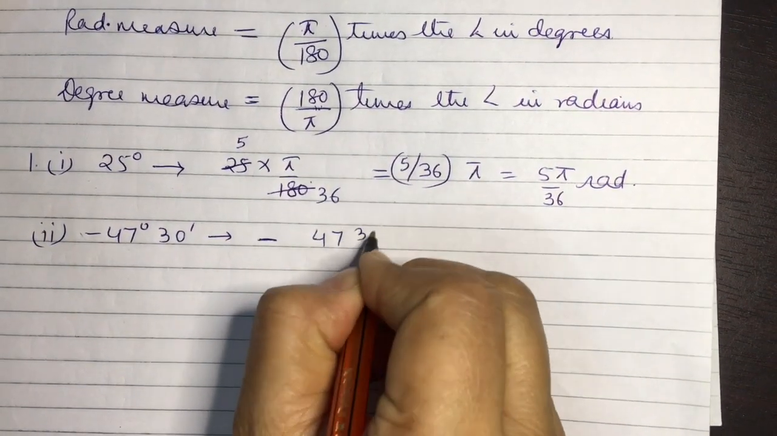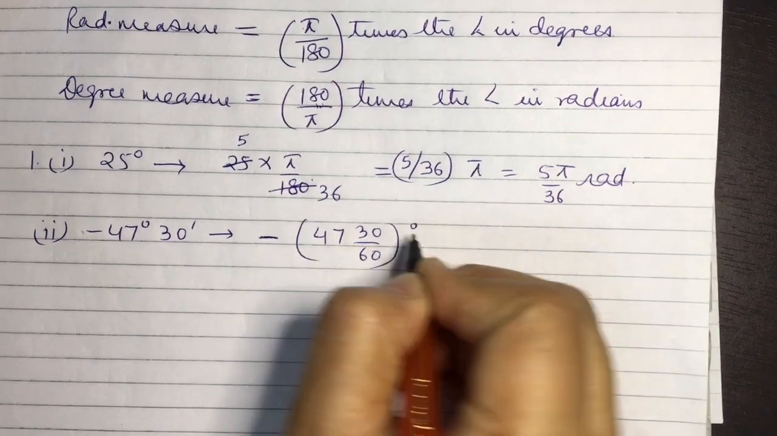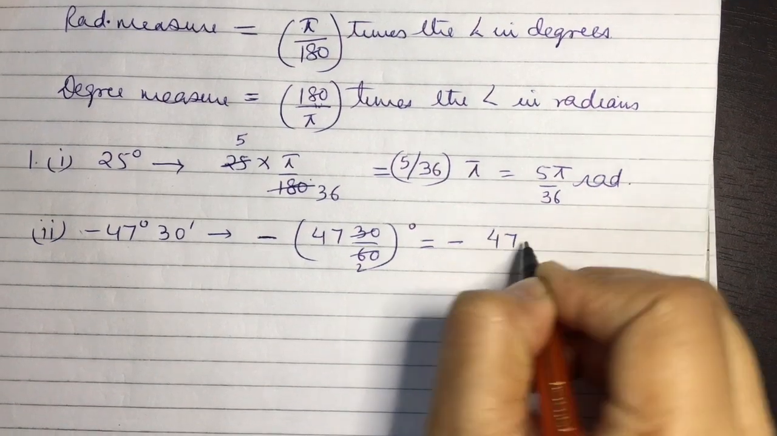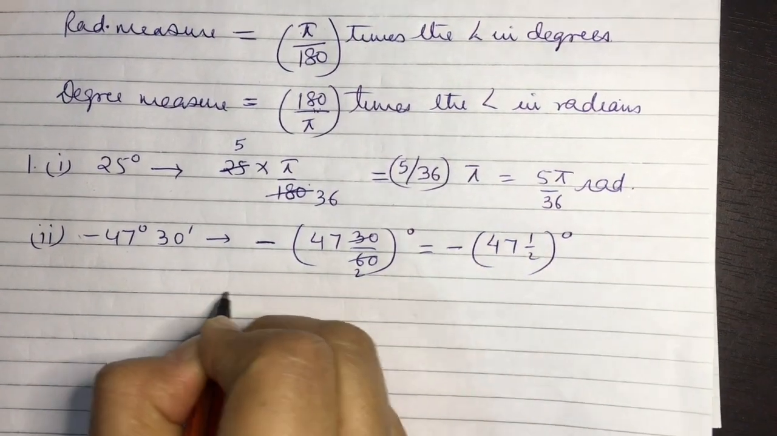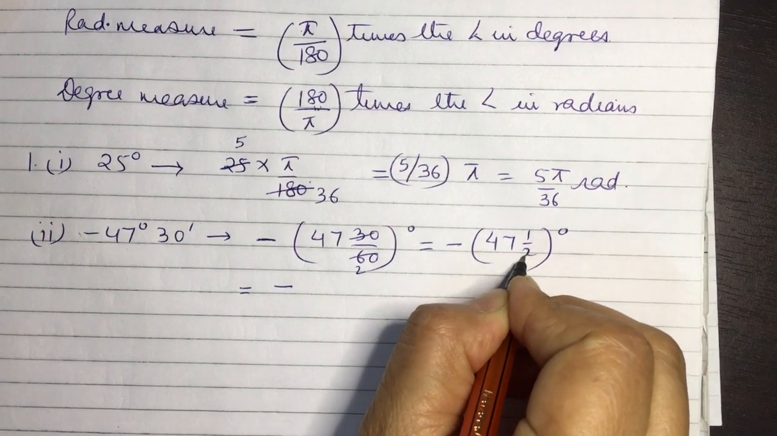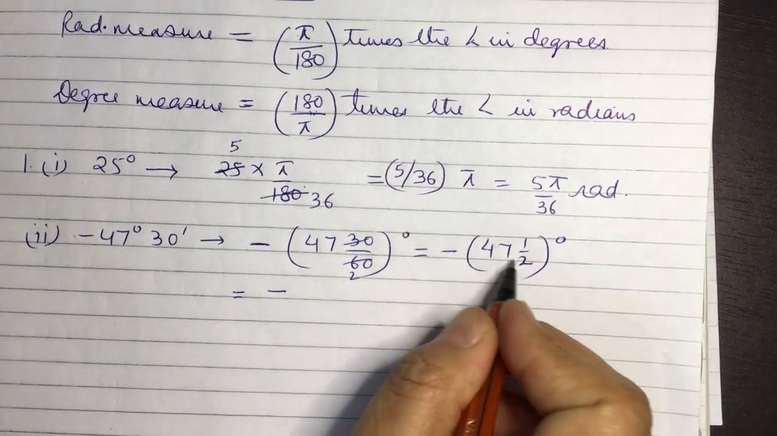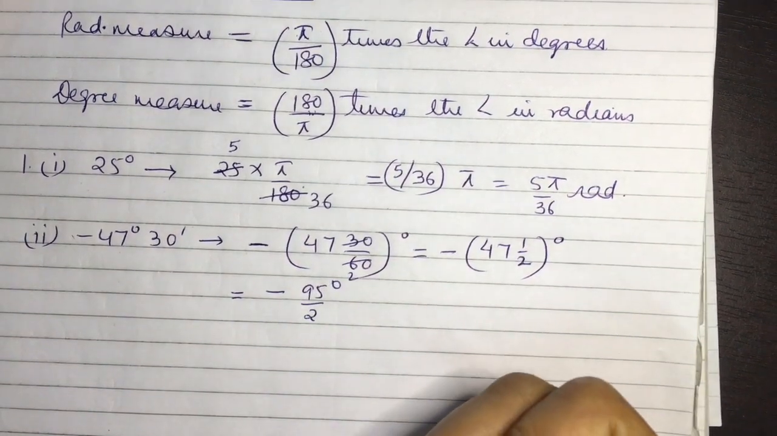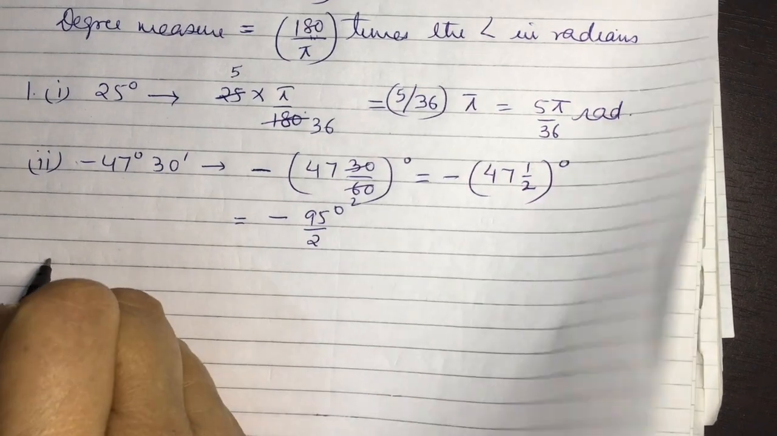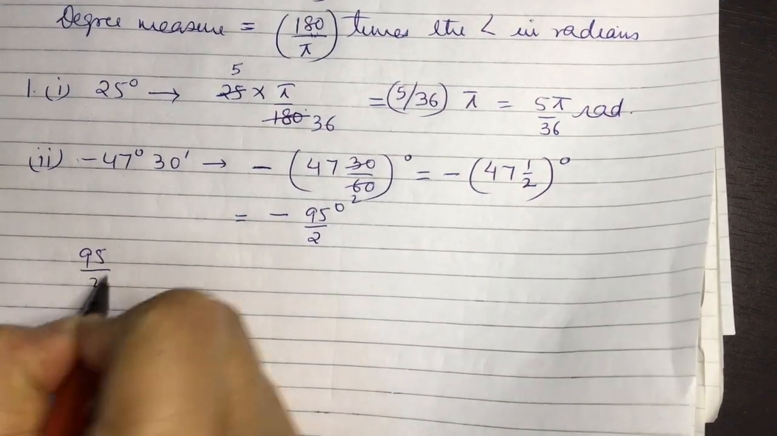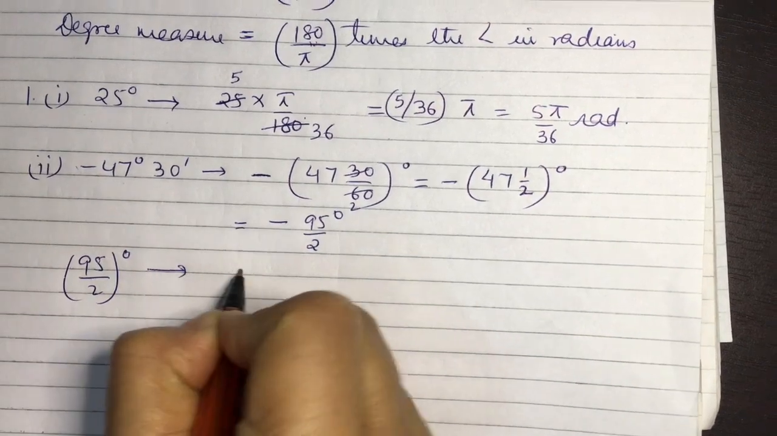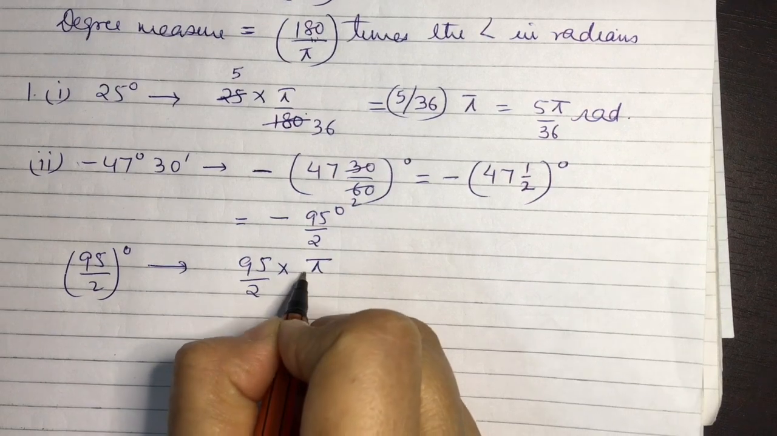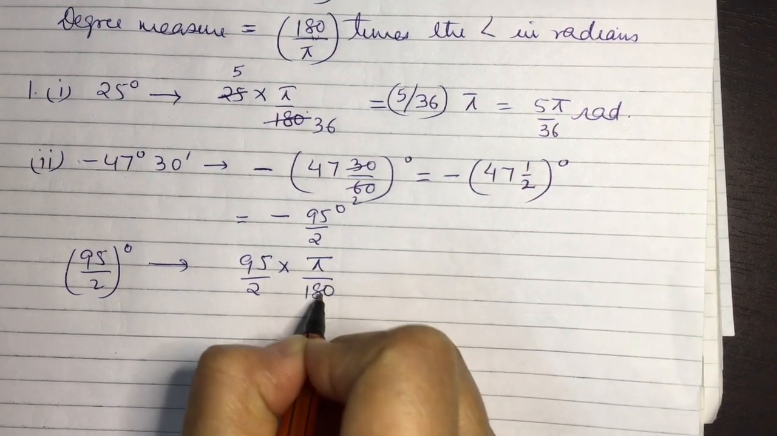So 47 and 30 upon 60 degrees, which, this goes 2 times, becomes minus 47 1 by 2 degrees, which becomes minus, this mixed fraction has to be converted into a proper fraction. So this becomes 94 plus 1, 95 upon 2 degrees. Now this needs to be converted. So now 95 upon 2 degrees will correspond to 95 upon 2 into, again we have to multiply by a factor of pi upon 180 degrees.